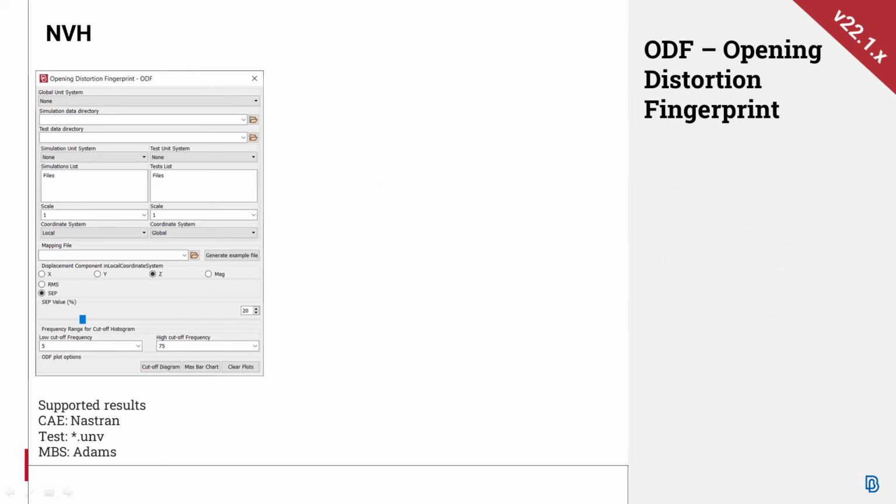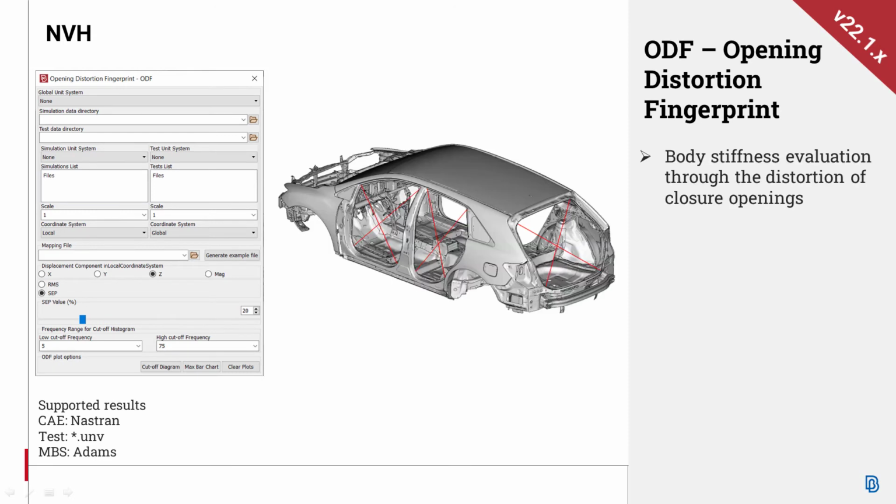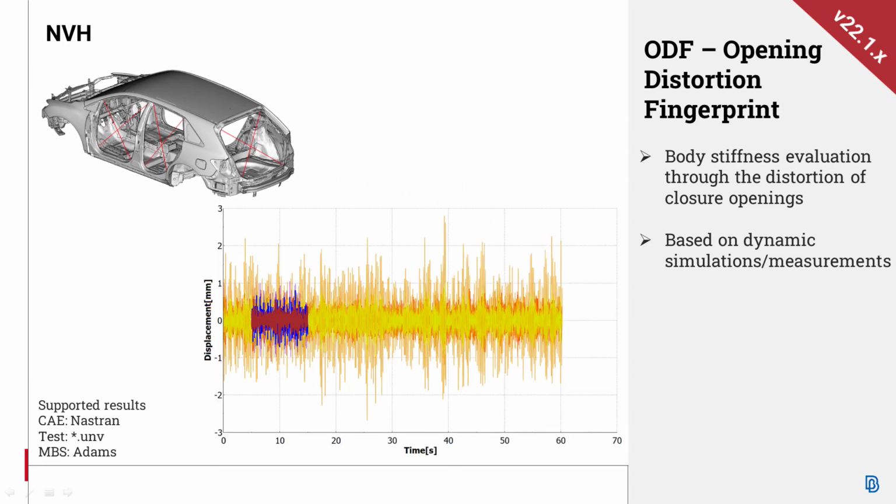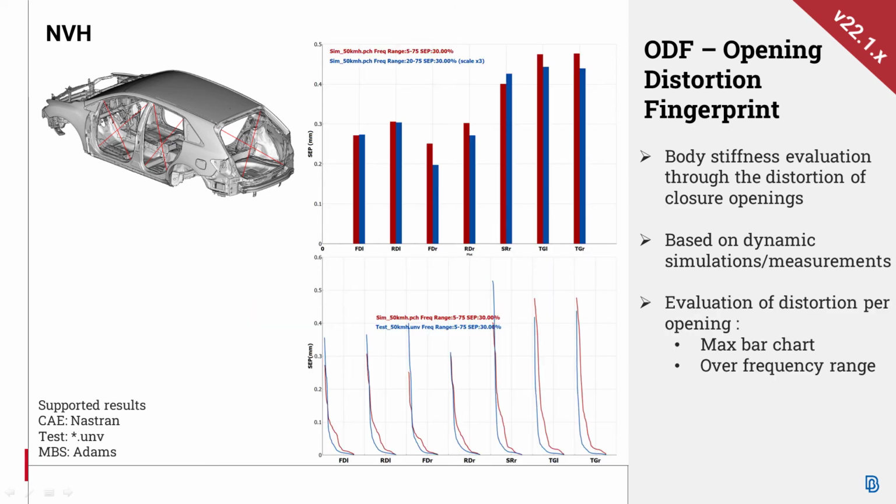Another new toolbar, the Opening Distortion Fingerprint toolbar, has been added. It evaluates body stiffness through the distortion in closure openings. It is based on dynamic simulations and measurements. The distortion evaluation is provided in the form of max bar charts as well as over frequency range. Finally, a direct comparison between measurement and computation is also possible.